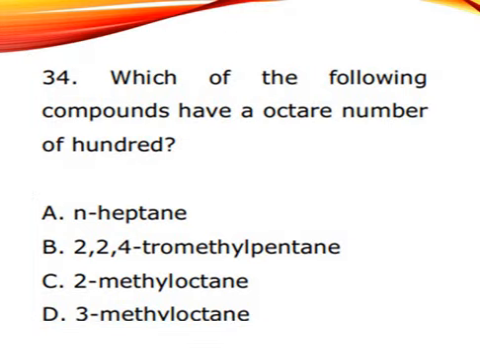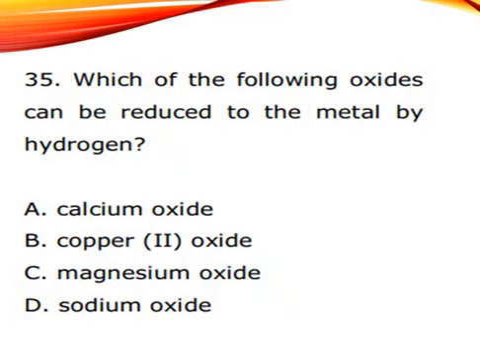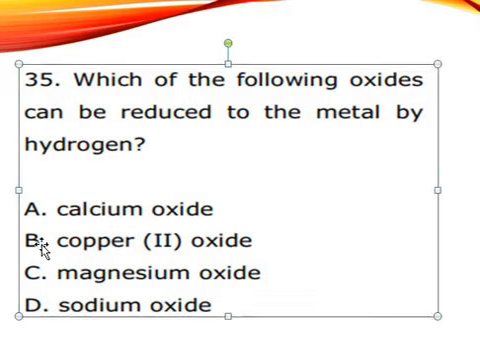Then question 35 says, which of the following oxides can be reduced to the metal by hydrogen? You have A, calcium oxide, B, copper 2 oxide, C, magnesium oxide, and D, sodium oxide. Your answer is copper 2 oxide, as it can be reduced by hydrogen to form your copper metal and water. So your answer is B, copper 2 oxide.